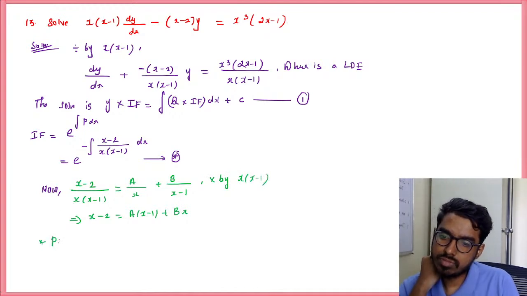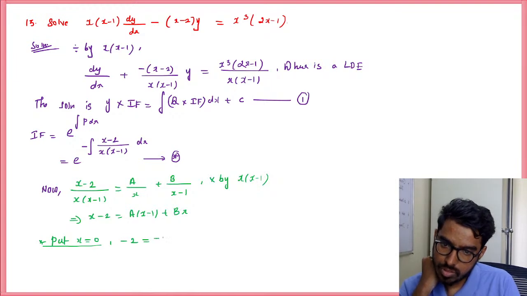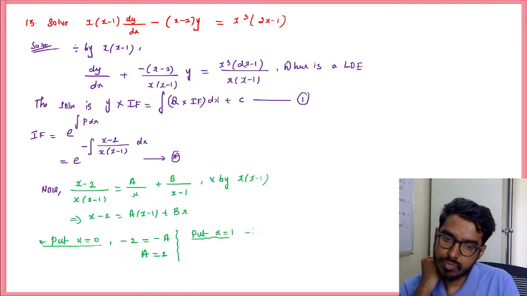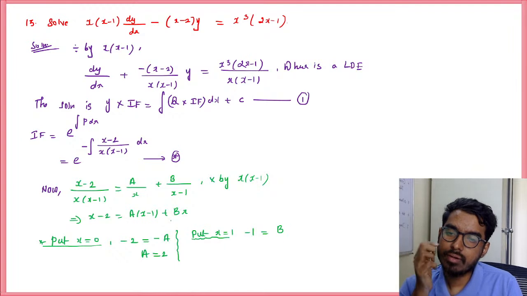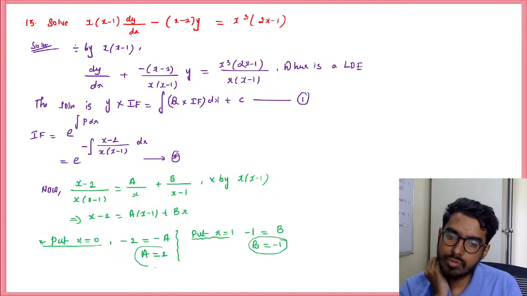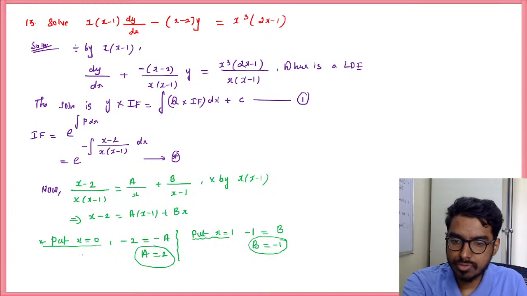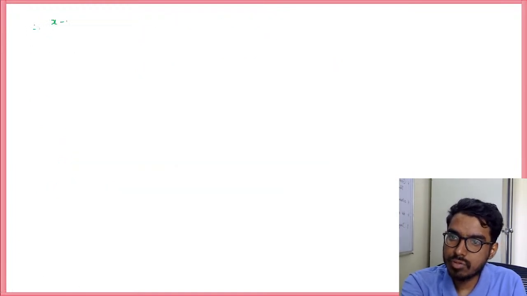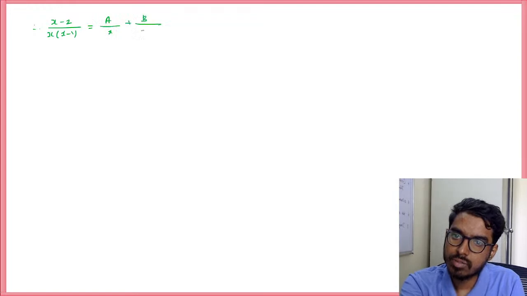This is very simple. Put x is equal to 0. So therefore we will have minus 2 is equal to minus a, right? The other term will be 0. So we have a equal to 2. Put x is equal to 1. So we have minus 1 is equal to b. This term will be 0. So b is equal to minus 1 and a is equal to 2. So therefore, (x minus 2) divided by x into (x minus 1) is a by x plus b by (x minus 1), where a value is 2 and b value is minus 1.